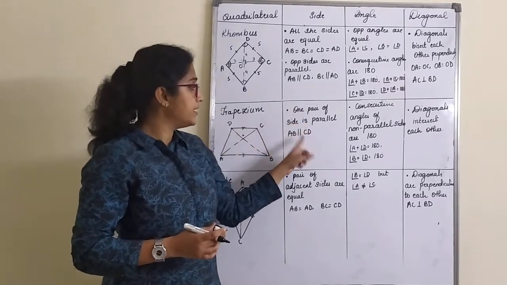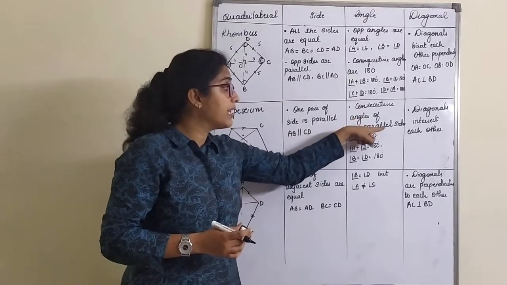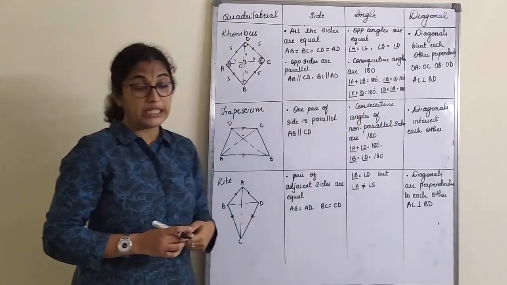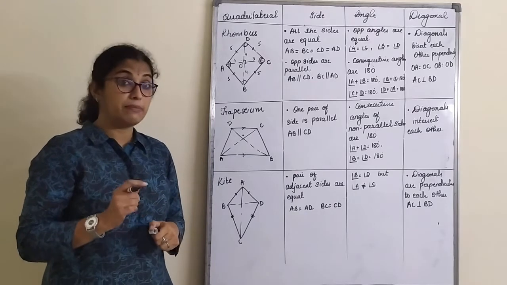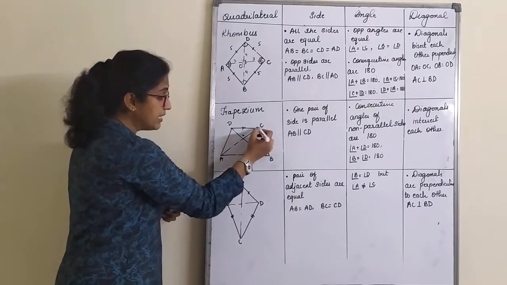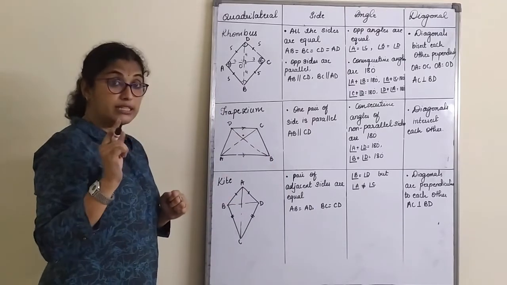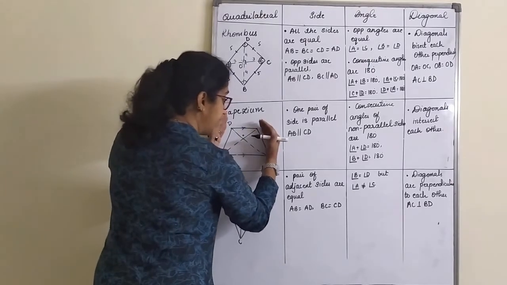One pair of sides is parallel. Consecutive angles of non-parallel sides are supplementary. Non-parallel sides. Supplementary is 180. Which are the non-parallel sides? AD and BC are the non-parallel sides. That means consecutive angles of only this side are supplementary.